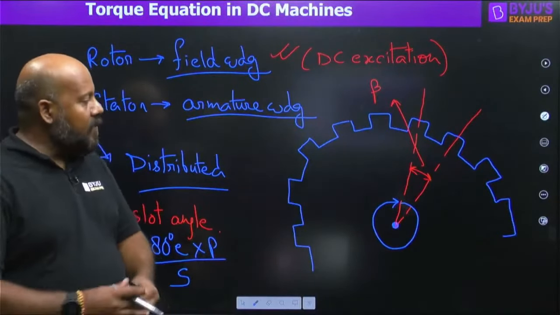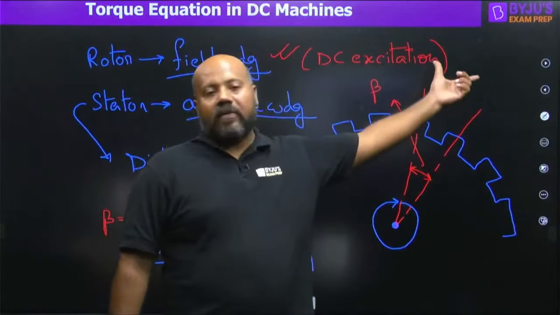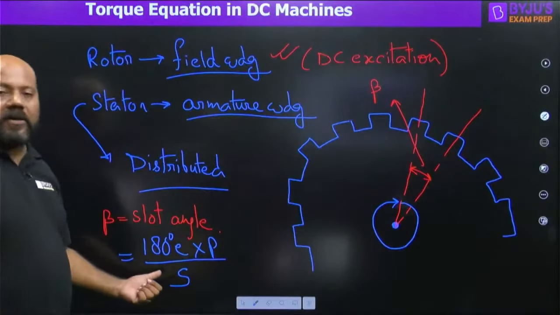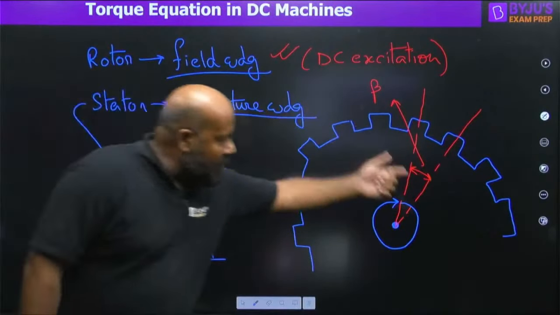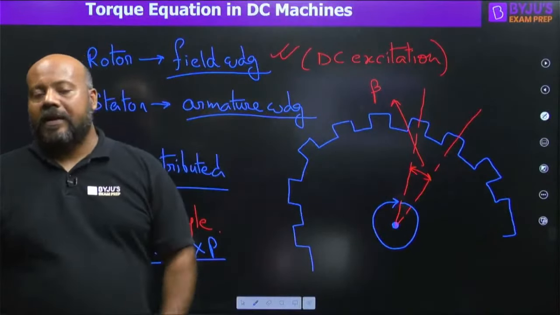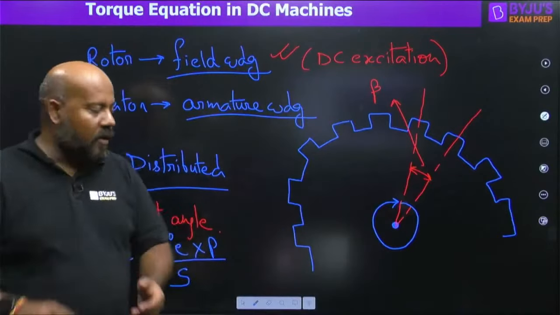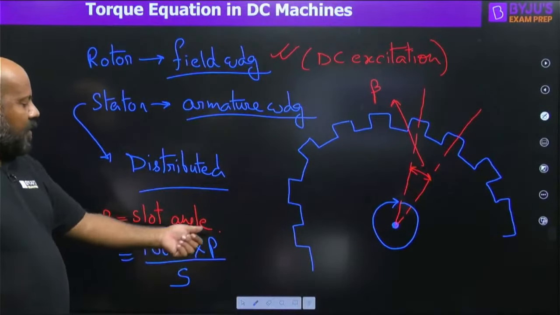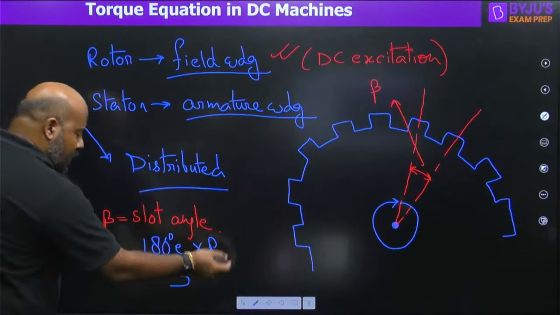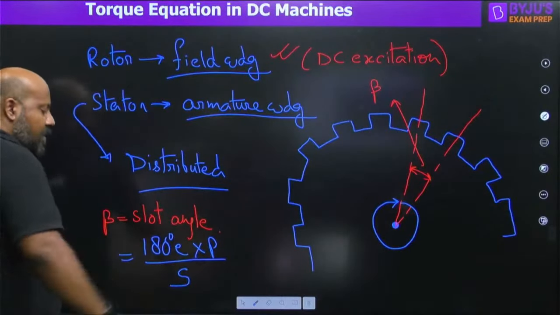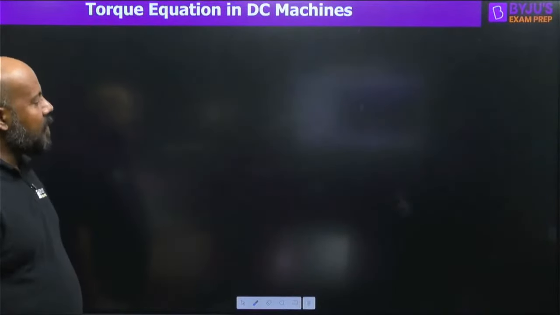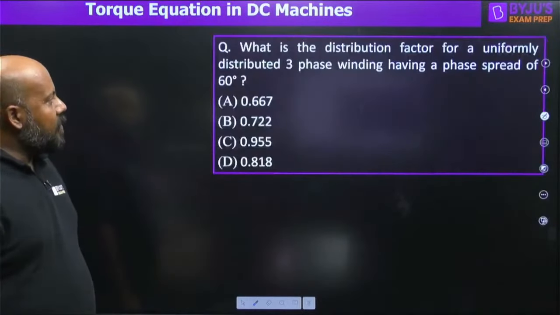Yes or no? What is beta? Beta is slot angle, the angle subtended by one slot. So if you know the total angle divided by the number of slots, you will get the slot angle. How are we finding the total angle? The angle subtended by one pole pitch, one north pole to one south pole, is 180 degree electrical. So if there are P number of poles, the total angle will be 180 degree multiplied by P, divided by S. Is it clear? Now you keep this P here and it will become 180 degree divided by number of slots per pole. Is it clear? See the next question.